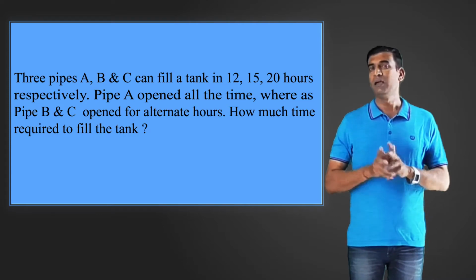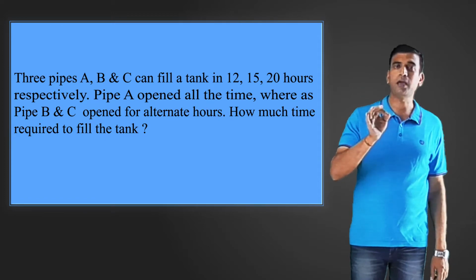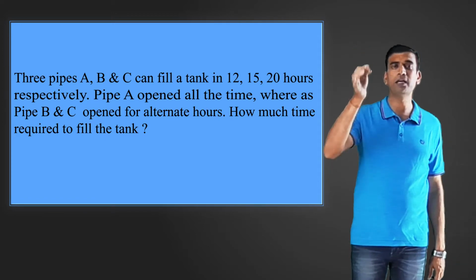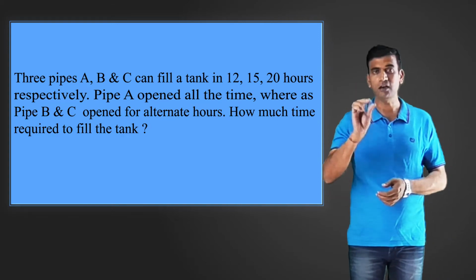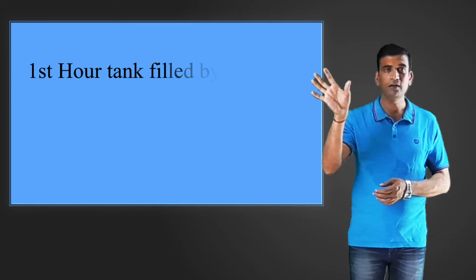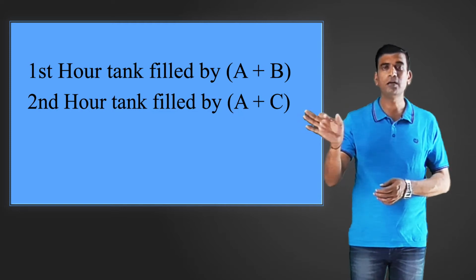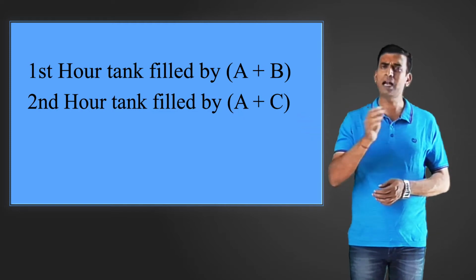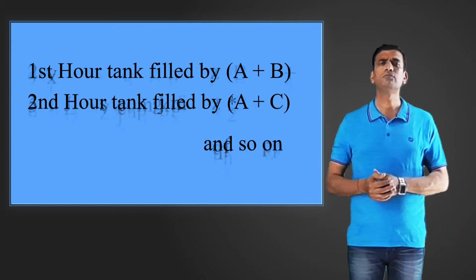Okay, so according to this question, pipe A fills the cistern from the beginning to the end, and B and C work on alternate hours. So what is the option that we have? A plus B first hour, then A plus C second hour, A plus B third hour, then A plus C fourth hour, and so on. So we'll go through it that way also.